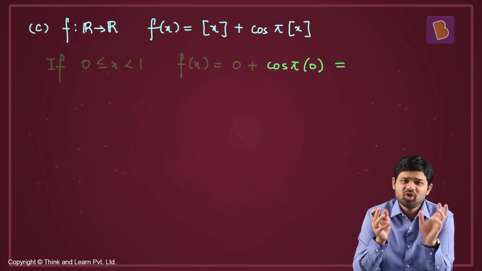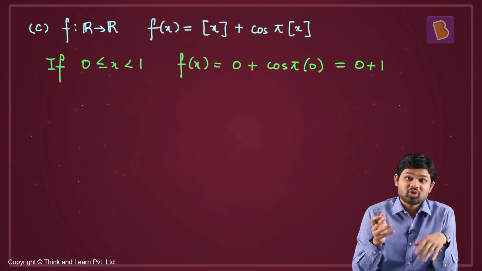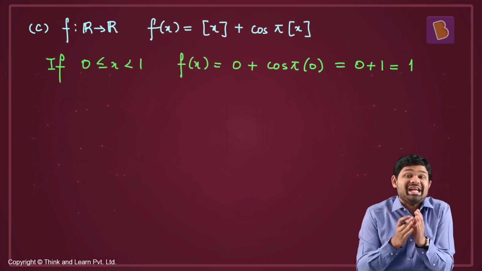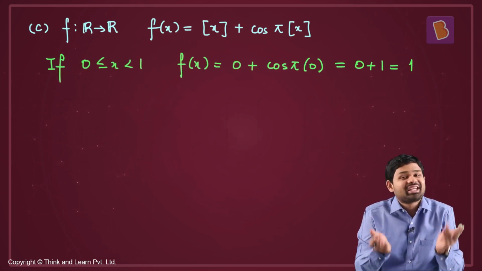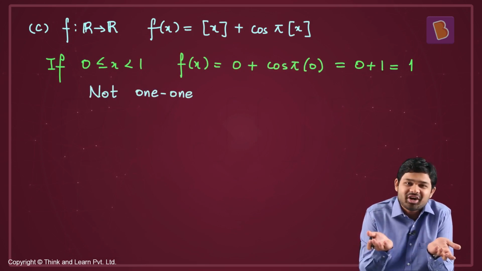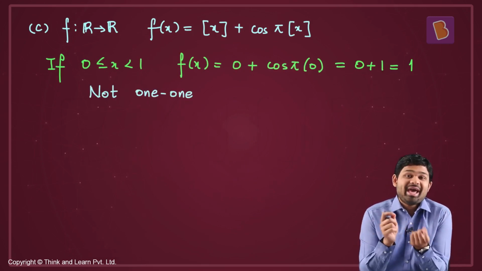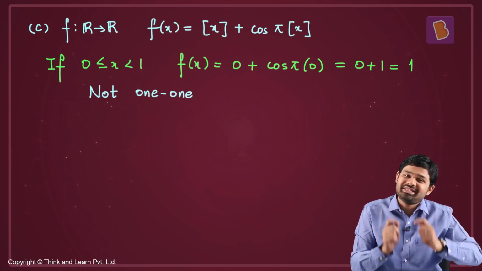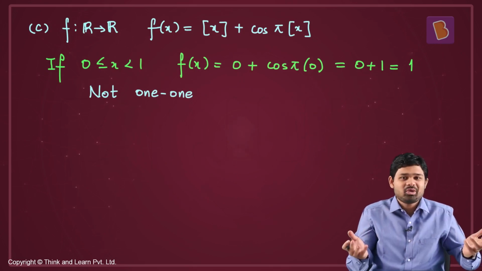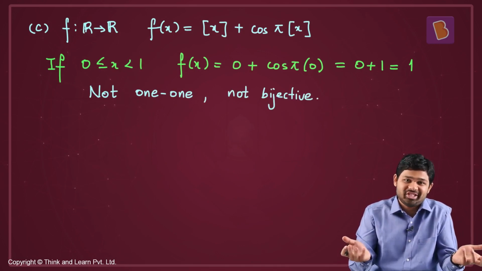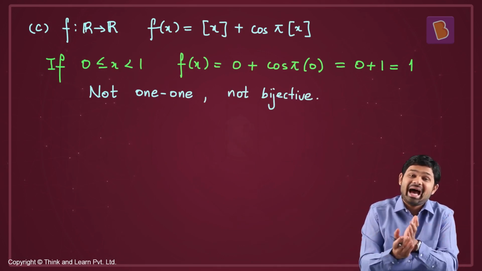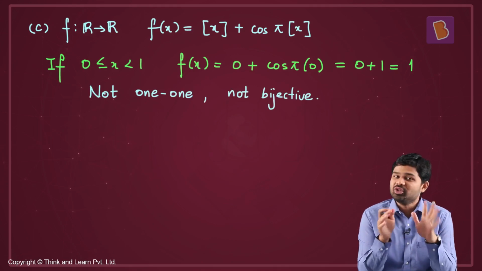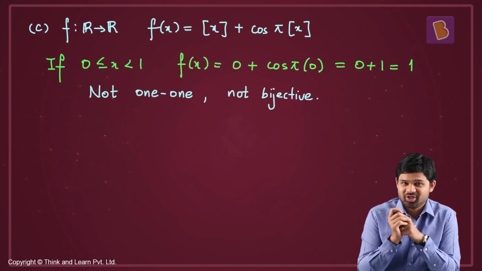Now what is cos 0? Cos 0 is 1. So f of x is going to be equal to 1 in this entire subdomain, which clearly means that this function is not a 1-1 function, because whenever you put a value of x, anything between 0 and 1, it's all going to be mapped to the same number 1. So this function is not 1-1. Clearly this function is not bijective. So we conclude option C as not a correct answer to this multiple correct answer kind of question.